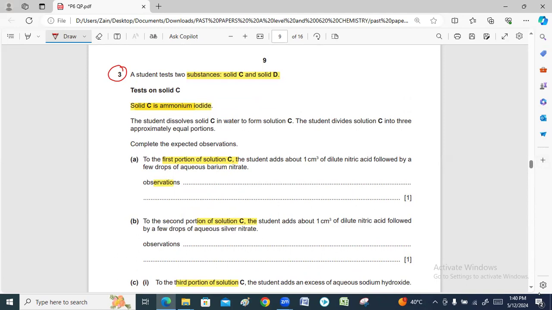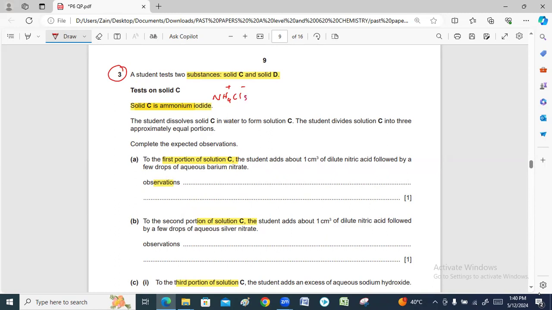Now look at this part. Test on solid C. Solid C is ammonium chloride. Ammonium is positive and chloride is negative. Here we are taking the solid, but I'm talking about the formula: ammonium chloride, NH4Cl. Ammonium is the cation and chloride is the anion. The student dissolved solid C in water to form solution C. The student divided solution C into three approximately equal portions. Complete the expected observations.